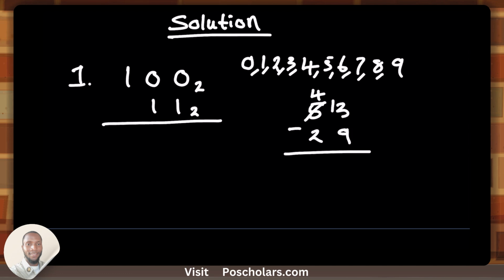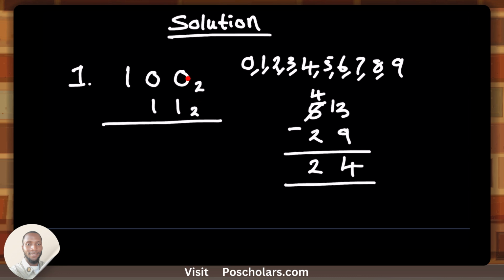Now you can say 13 minus 9. And 13 minus 9 gives what? 4. So what's left? 4 minus 2, which gives what? 2. So the final answer is what? 24. And this is the normal method of subtraction we all know, which is always in base 10. But now, the problem we have here is in base 2. Now listen attentively while I solve this.